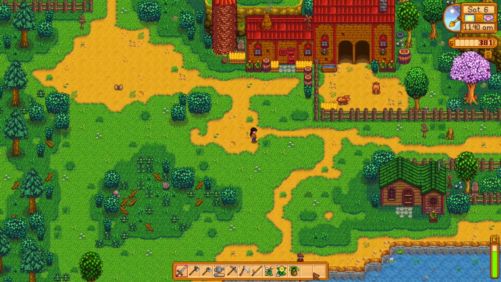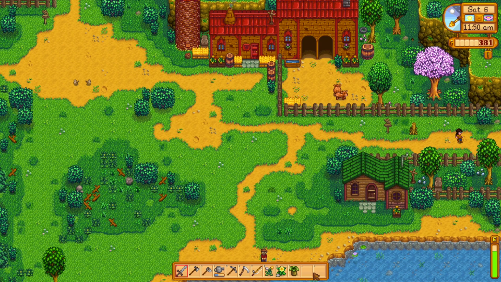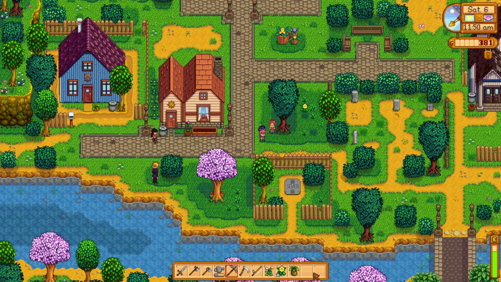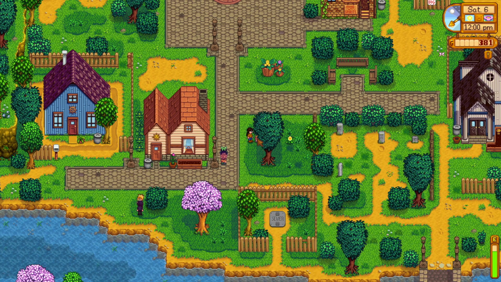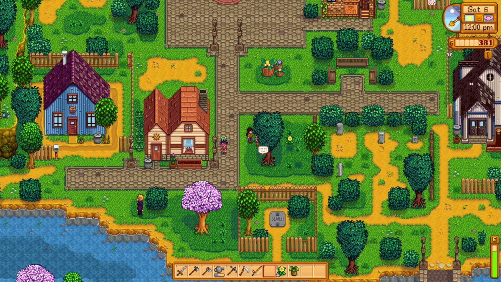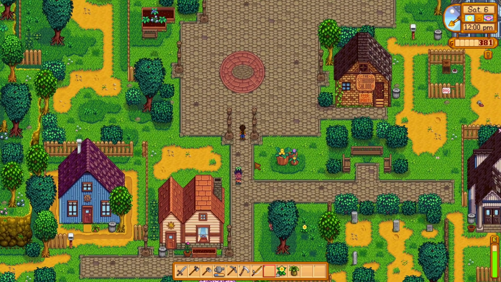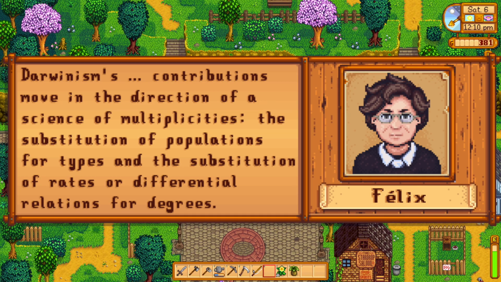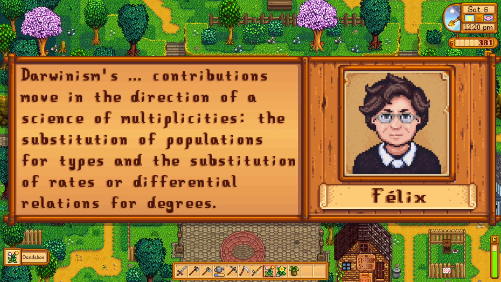It's pointless to take one population as having a more ideal phenotype than the other, in other words, as having a higher degree of perfection when compared against an essence. Instead, relations between rates of change take the foreground, like rates of a certain resource's availability coupled to rates of growth. In A Thousand Plateaus, Deleuze and Guattari discuss Darwinism in detail, particularly in their Geology of Morals plateau. They credit it with dealing a double blow to essentialism, stating, "Darwinism's contributions move in the direction of a science of multiplicities, the substitution of populations for types, and the substitution of rates or differential relations for degrees."